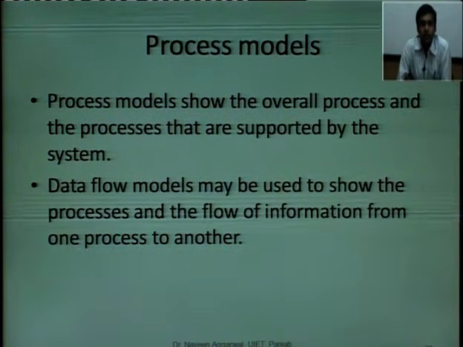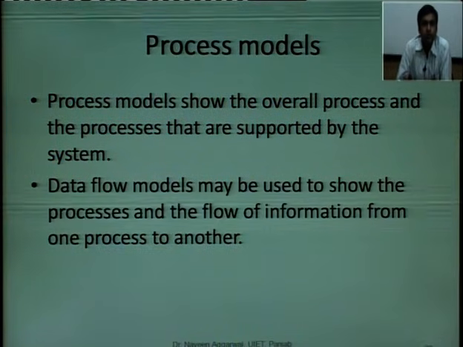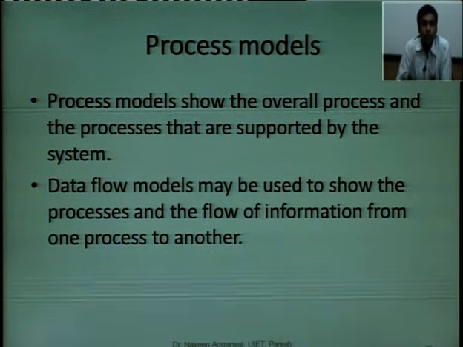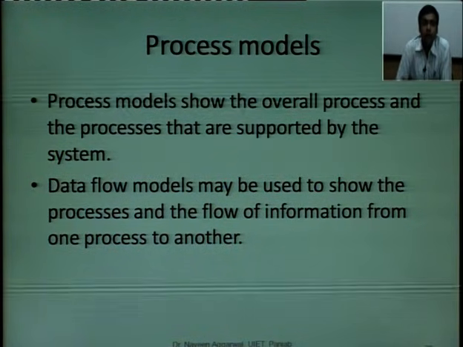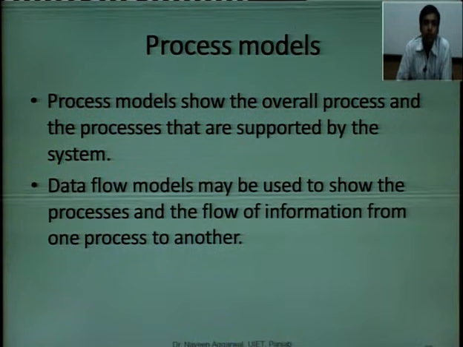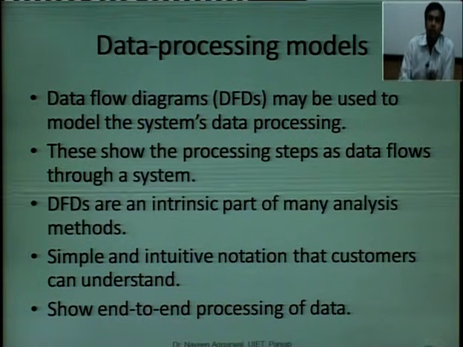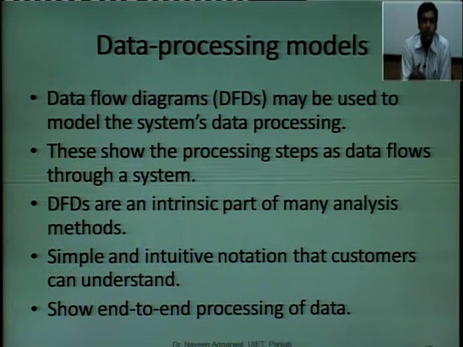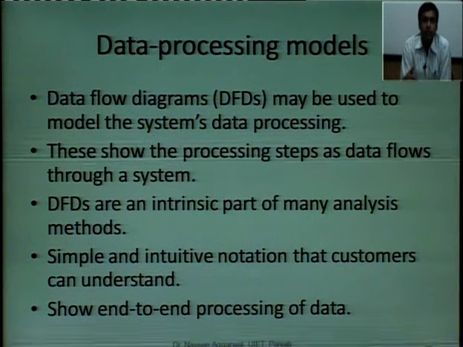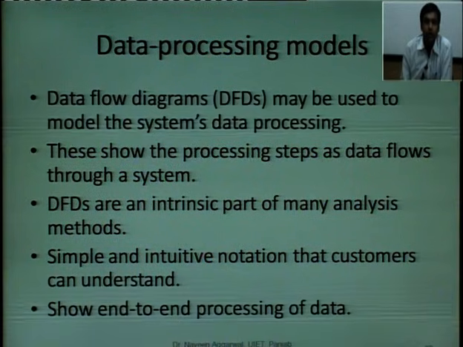Now the process models show the overall processes, the different functionalities of your software which are supported by your system. Data flow models may be used to show the processes, and the flow of information from one process to another is shown. In the data flow models we mainly use data flow diagrams, which describe the different processes in the system and the flow of information from one process to another. So these show a processing step as well as a flow of data.